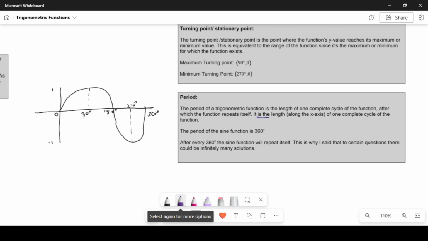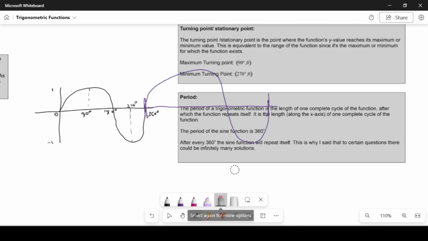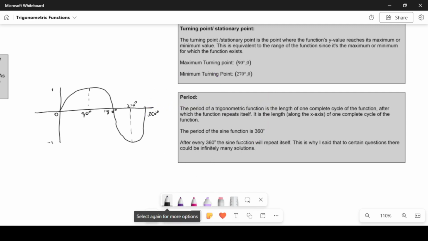Again, see here, the period is the length along the x-axis of one complete cycle of the function. So the period of the sine function is what? 360 degrees. So every 360 degrees. Let's say I was here to here. Every 360 degrees, that's one complete function. Exactly as I said, after every 360 degrees, the sine function will repeat itself.